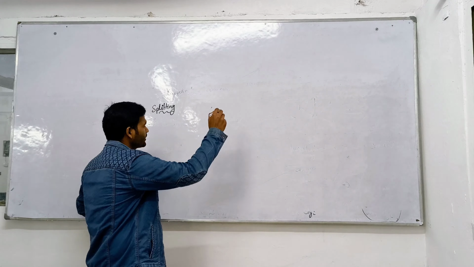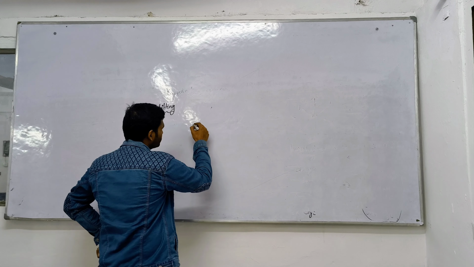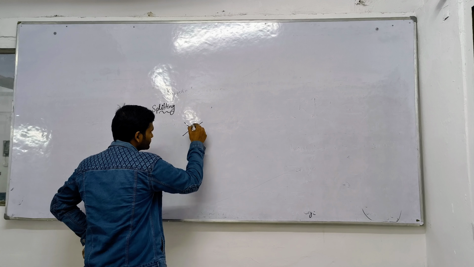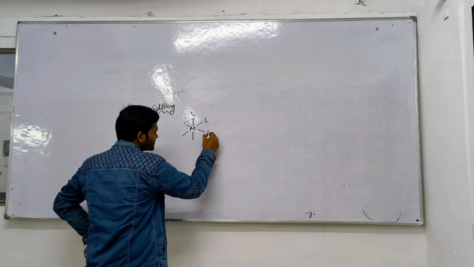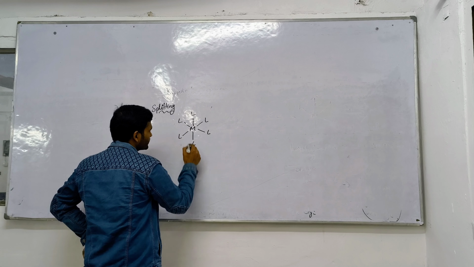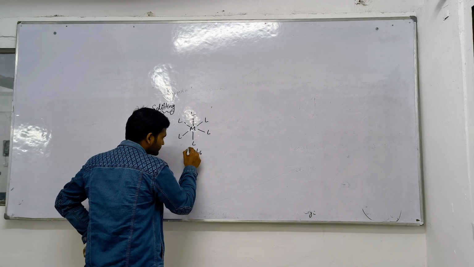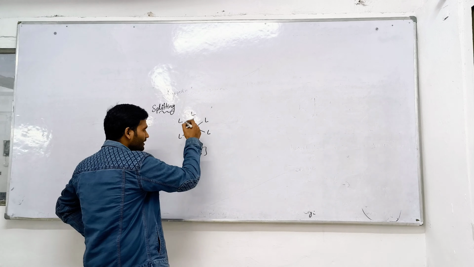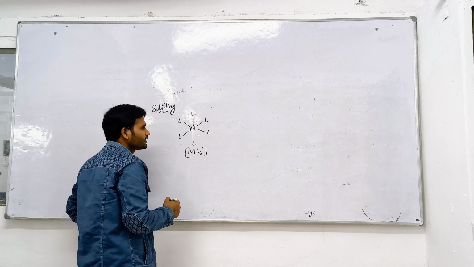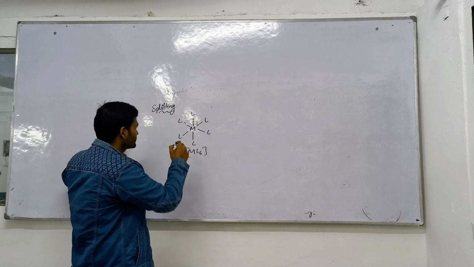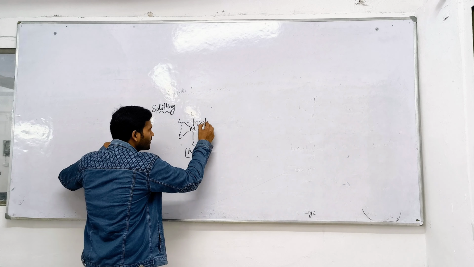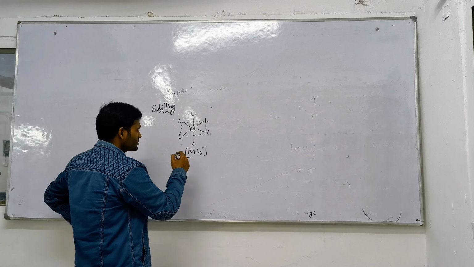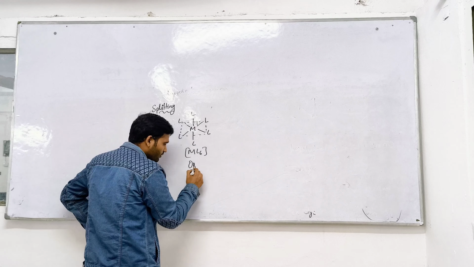So you all know about octahedral geometry. We have 6 ligands, so it will be ML6 like this. The 6 ligands are arranged like this, and the bond angle will be 90 degrees. All 4 ligands will be in one single plane. So this is octahedral geometry. I am representing it by Oh.